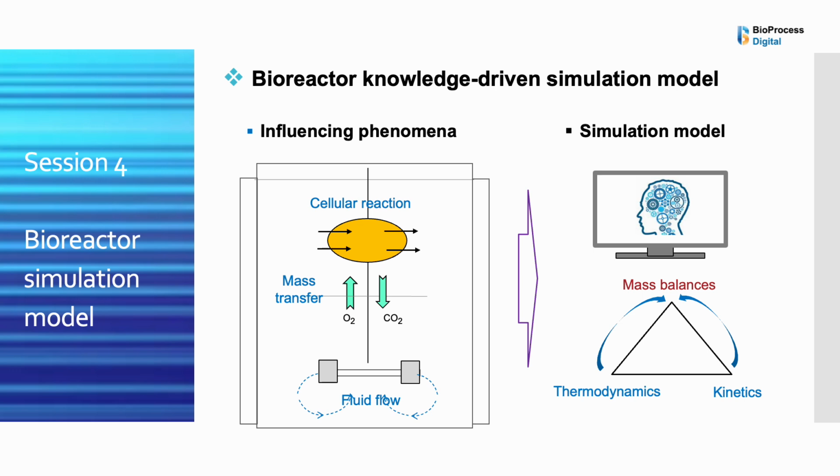In Session 4, you will learn how to build a simulation model based on the insights gained from the 2 previous sessions. You will begin by identifying the fundamental phenomena that influence cell culture kinetics, including cellular reactions, oxygen and carbon dioxide solubilization and transfer, which are influenced by fluid flow within the bioreactor. Next, you will formulate the mathematical relationships that define the model. This involves combining thermodynamic and kinetic laws governing the core biological and physical processes, with mass balance equations specific to the bioreactor's operating mode.